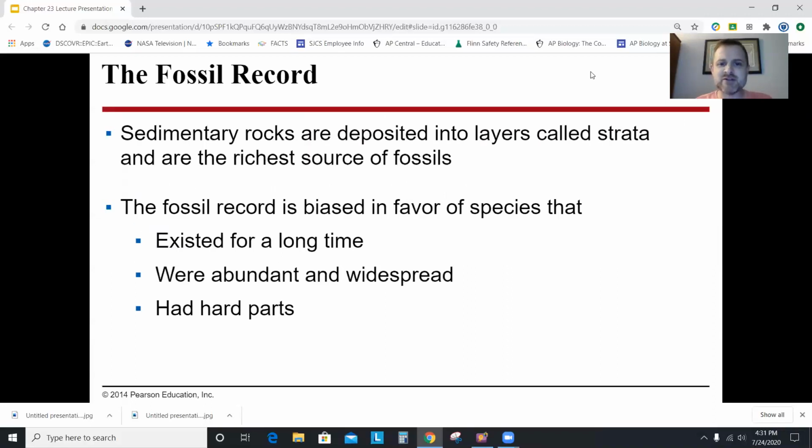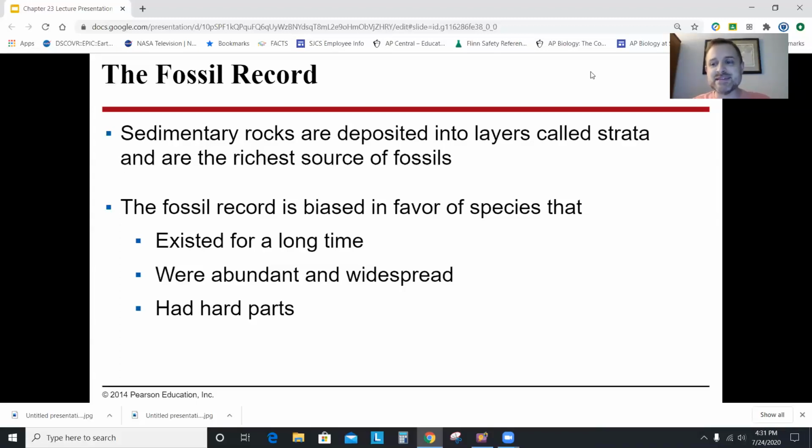So the fossil record, we've discussed before how, particularly with sedimentary rocks, you get the strata, the different layers. And sedimentary rocks are the most common rocks where you find fossils. And obviously, if you want to study evolution in the past, studying the fossil record is a good place to start.